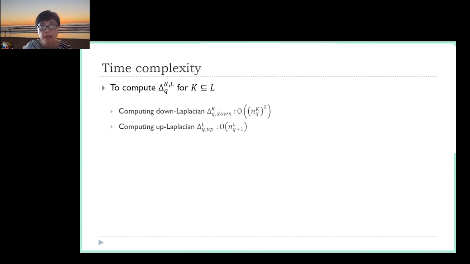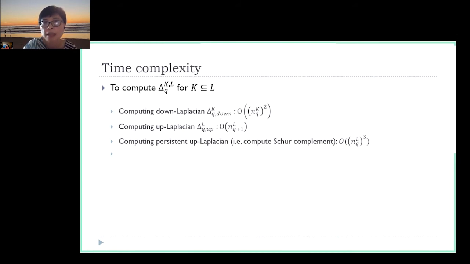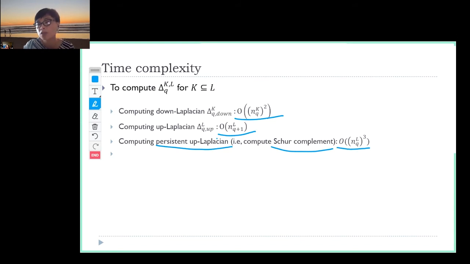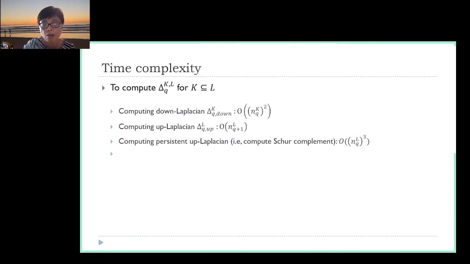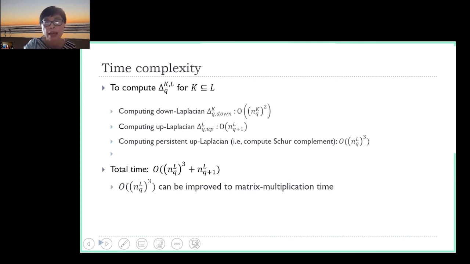And what's the time complexity? For the down Laplace, it doesn't change. It's a standard down Laplace, and it takes time quadratic in the number of Q simplices for K. To compute the up Laplace itself, we need only time linear in the number of Q plus 1 simplices in L. But to compute the Schur complement in order to get the persistent up Laplace, we have to do matrix multiplication and inverse and so on. That's why it takes cubic time in the number of Q simplices in L. This suggests that the total time complexity of this second approach using the Schur complement has this form. And how does this compare to the previous algorithm?